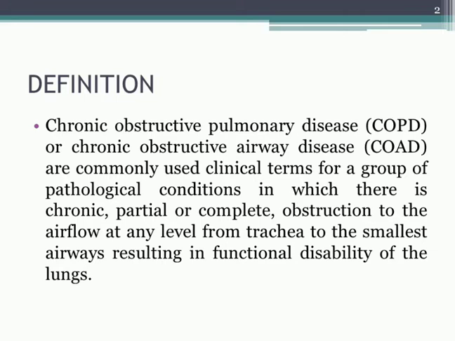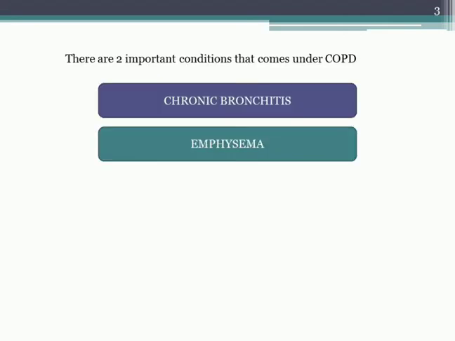So COPD can affect any level of the lungs, that is the trachea, the bronchus or the bronchioles. It has 4 or 5 types that come under COPD. Out of that, there are two important conditions. Among that, chronic bronchitis and emphysema are the most important conditions. Others are bronchiectasis, bronchiolitis, etc.